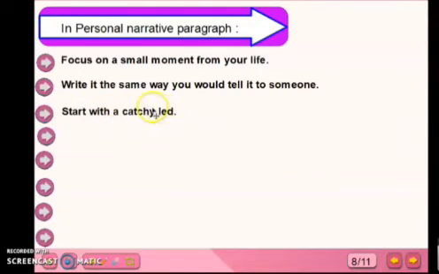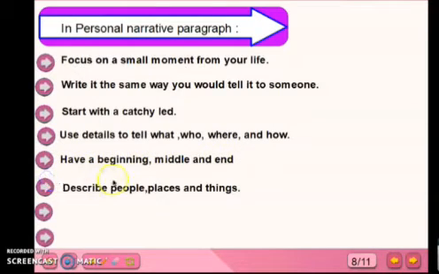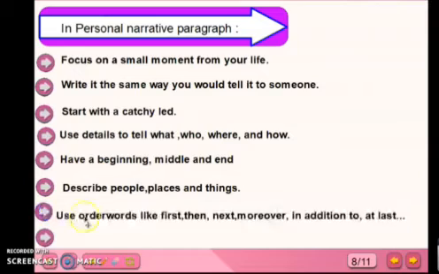Start with a catchy lead. You should attract the reader to continue your paragraph. Use details to tell what, who, where, and how something happened. Have a beginning, middle, and end. And describe people, places, and things. Use order words, or what we call transitions, which are first, then, next, moreover, in addition to, and at last. Pay attention to your spelling and capitalization.